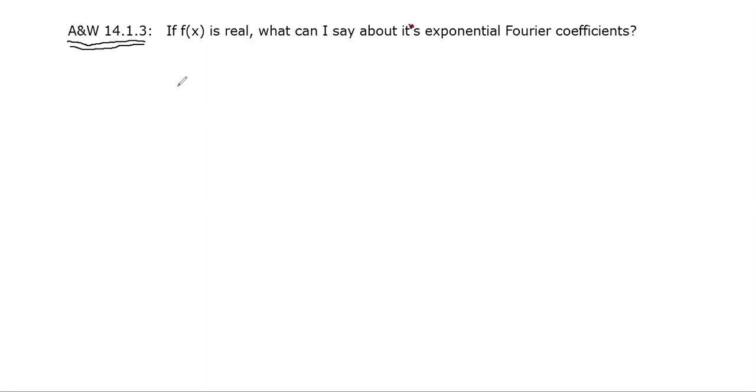formula. So we have f of x, and it's got a Fourier expansion. In the exponential form, it's a sum over all possible integers, positive and negative, of these coefficients c_n, which could be complex valued, times e to the i n x. And then what we're saying is this is equal to its complex conjugate, right?